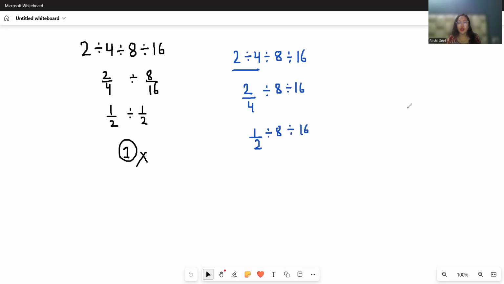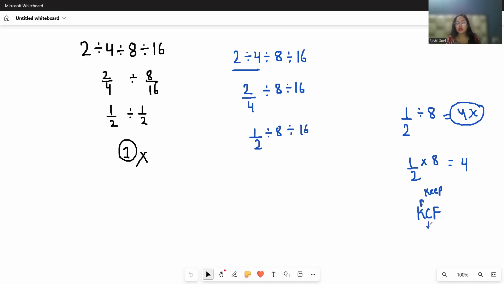So first you should know that there is a difference between 1/2 ÷ 8 and 1/2 × 8. In this case the answer is 4, but that is wrong, because when you have 1/2 ÷ 8, then you have to follow the KCF rule, which says: K stands for keep, C stands for change, and F stands for flip. That means keep the left hand, change the symbol from division to multiplication, and flip the right hand. So 8/1 becomes 1/8.